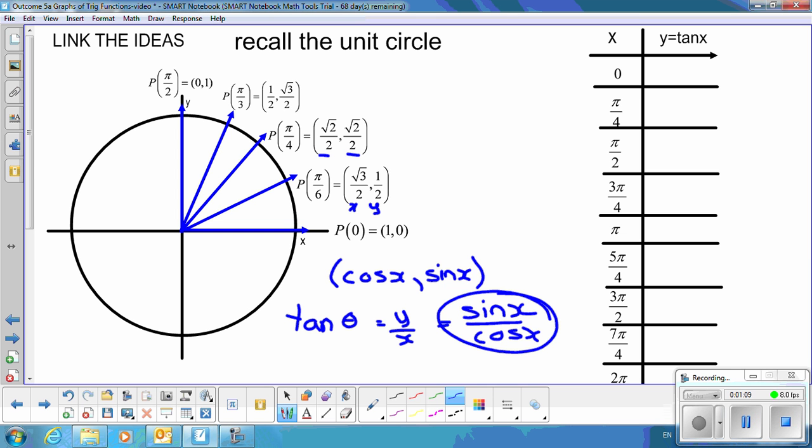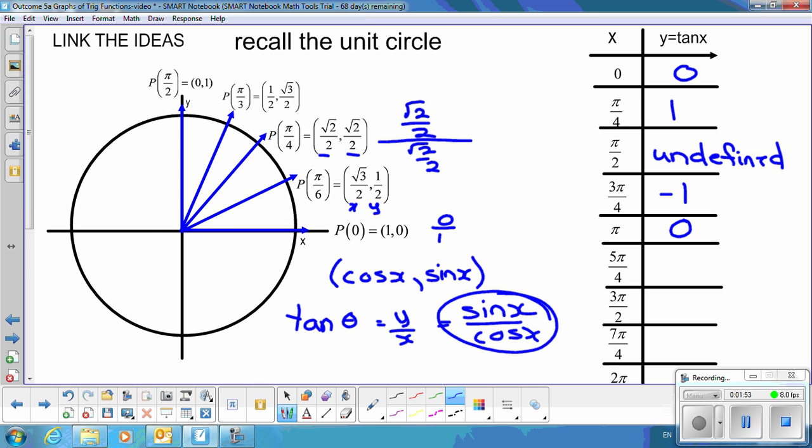So at point 0, we have 1 and 0. If tangent is y over x, it becomes 0 over 1 or 0. At pi over 4, it becomes root 2 over 2 over root 2 over 2, which is just 1. At pi over 2, we have 1 over 0, or undefined. At 3 pi over 4, it will again be 1. However, because our x value is negative, this will become negative 1.